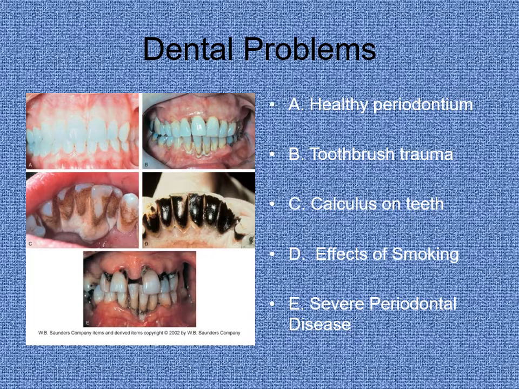and many times you don't see this on the anterior surface of the mouth. This is all behind, so you can see how blackened the teeth are. And then you can see the effects of severe periodontal disease, the wearing away of the gums that help to support the teeth, and teeth will eventually fall out.